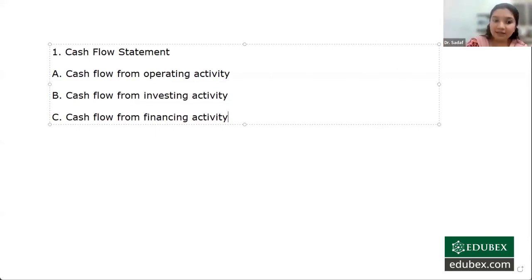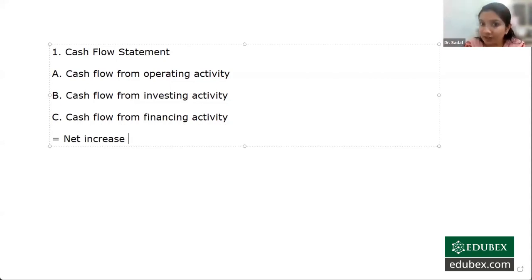Okay. And at the end, after combining all these three together, we will get the net increase. We might get a positive figure, we call it a net increase, or we might get a negative figure also, because the company might be utilizing more money, more resources. So if it's a positive figure, it will be called a net increase. If it's a negative figure, it will be called a decrease.